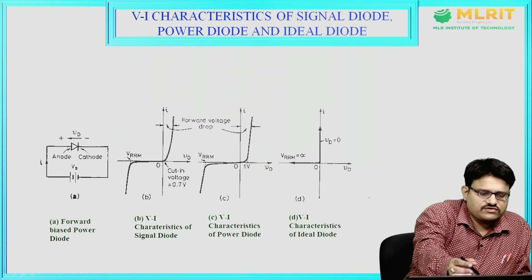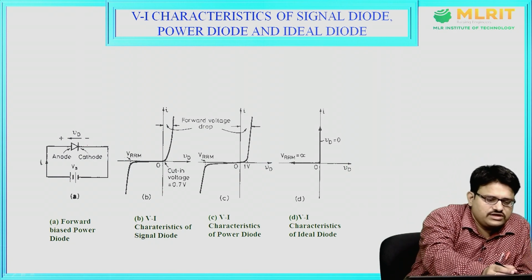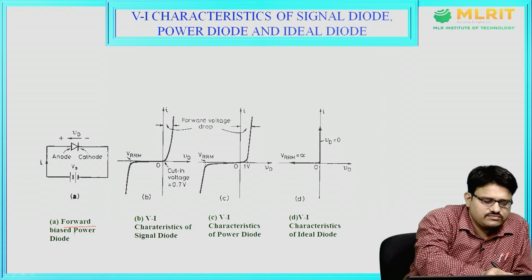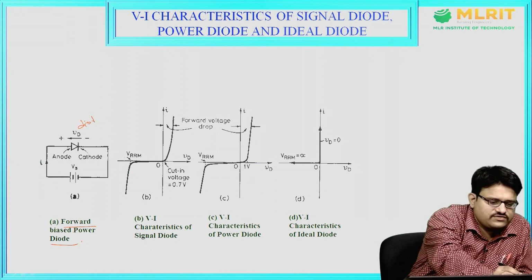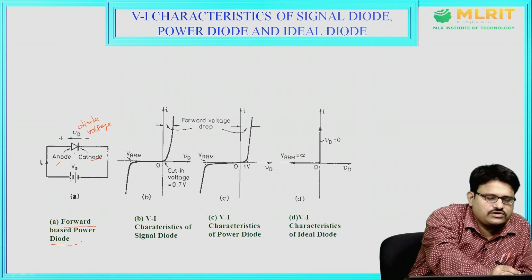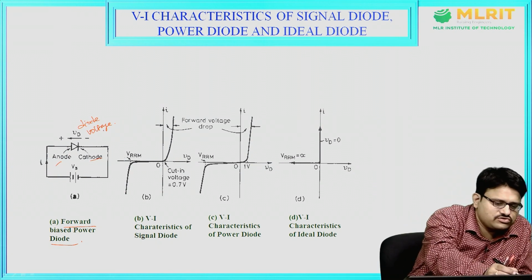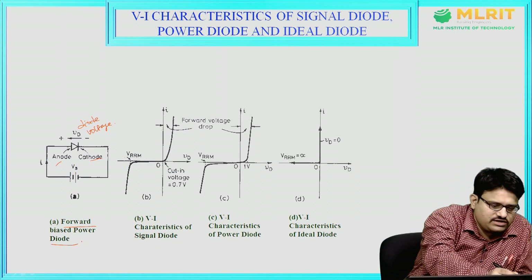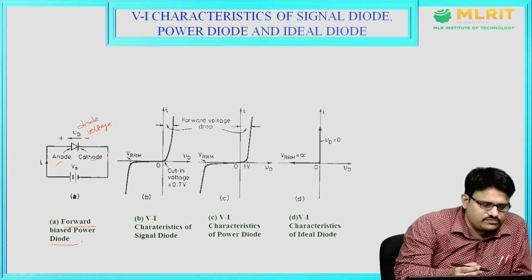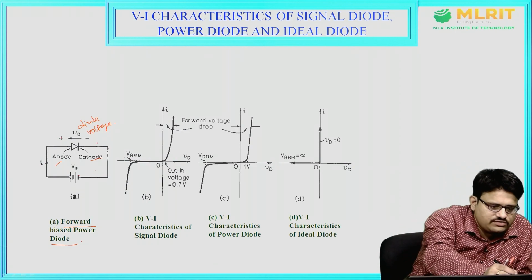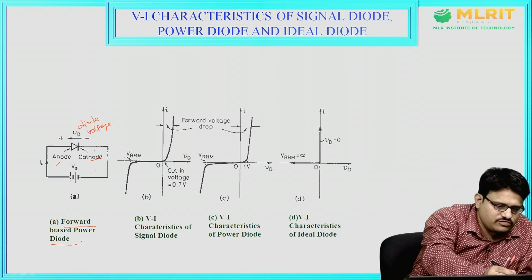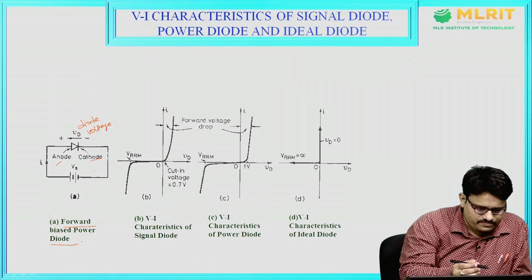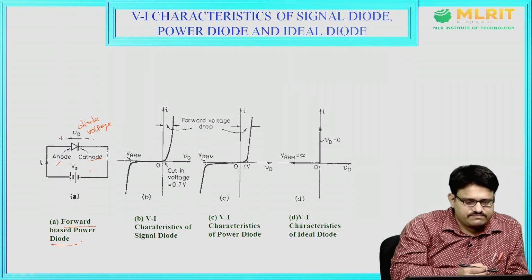These are the VI characteristics of the signal diode, power diode and ideal diode. Here we can see the forward biased power diode. This is the circuit, and this is the diode voltage. This is the anode and this is the cathode. Anode is the terminal through which current enters and cathode is the terminal through which current leaves. Positive to positive and negative to negative is the forward bias, so here the diode is in conduction state.